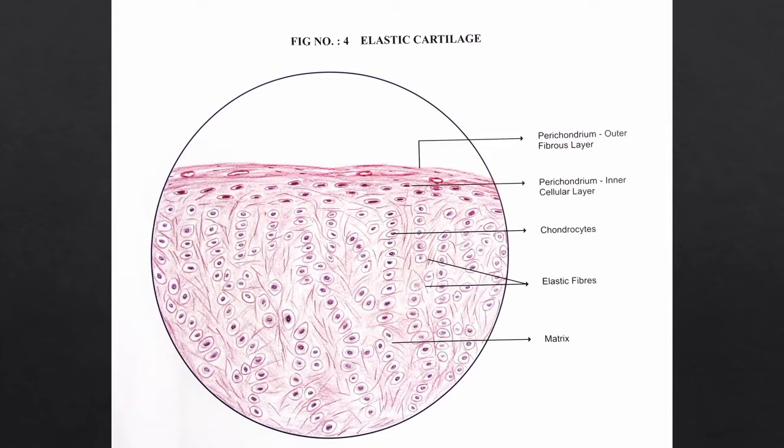They are individual, and between these chondrocytes you can identify small thread-like structures. They are nothing but the elastic fibers. So there is the presence of elastic fibers in the matrix. That is an eosinophilic matrix, and the perichondrium is lining the cartilage. That is the identification of elastic cartilage. Then we are moving to the next one.